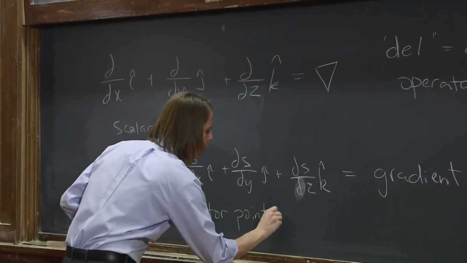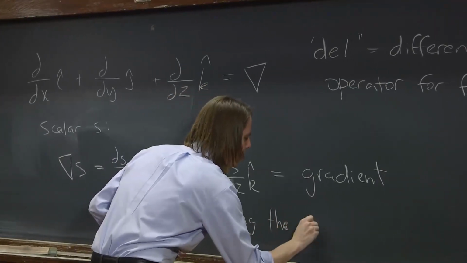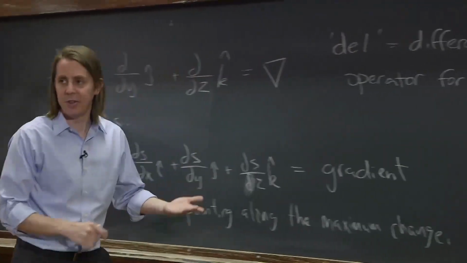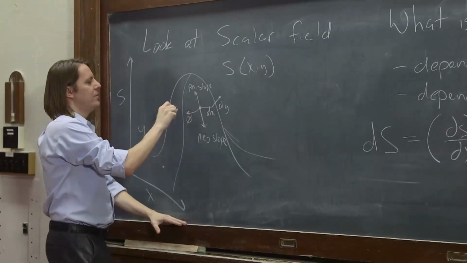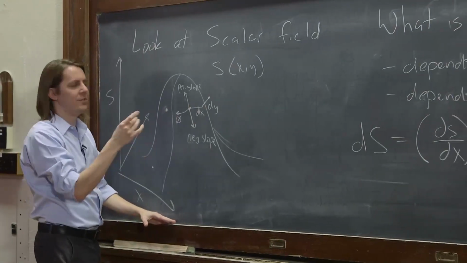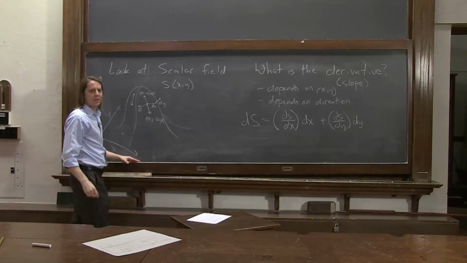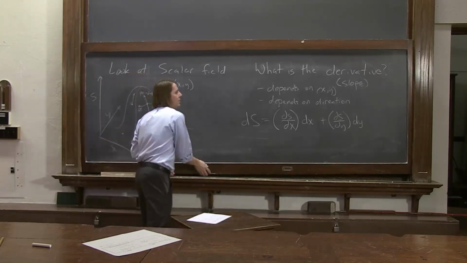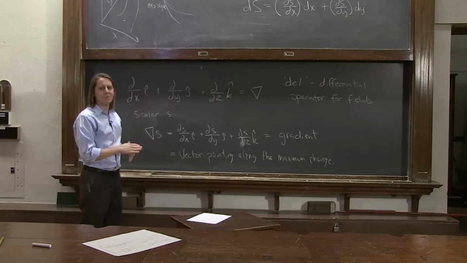pointing along the maximum change. And the magnitude of that vector is equal to the maximum change. So if we came back down to our drawing, it's true that in all these different directions you can come up with different ds's as you move in different directions. But if you take the gradient, you just get the maximum change straight up. It'll give you the direction and the magnitude. That's what the gradient does. So the gradient is one of the ways to take a derivative of a field. Applying it directly to a scalar field gives you basically the three-dimensional version of the derivative you're used to. It gives you the three-dimensional gradient of the field.